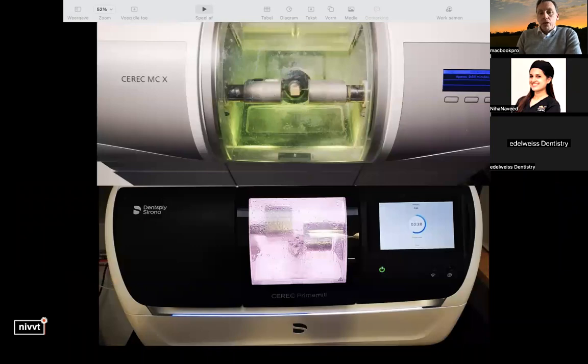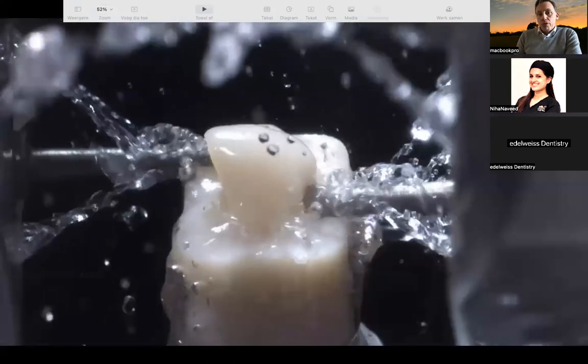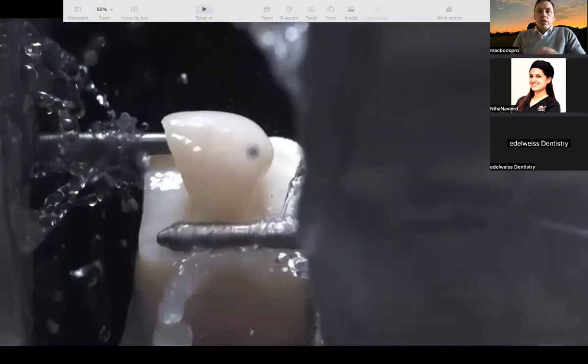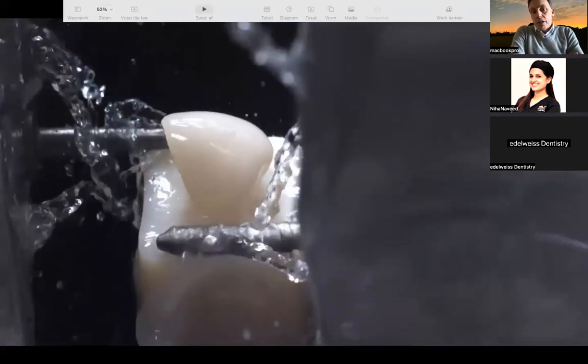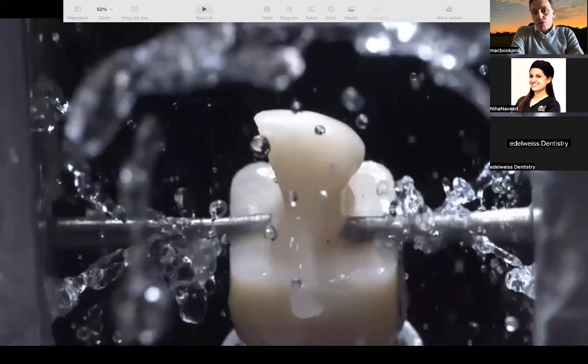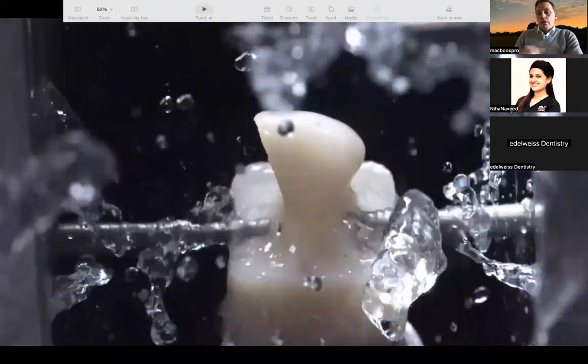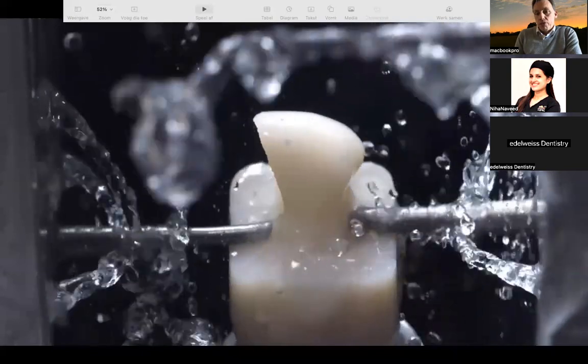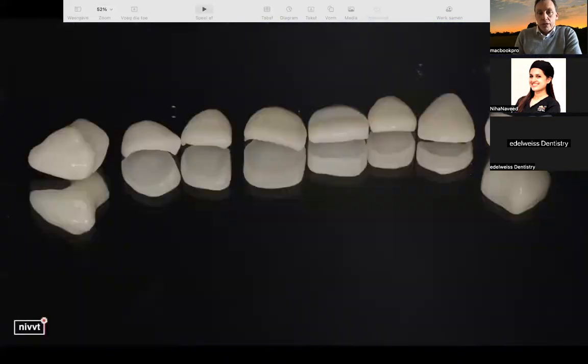we put everything together in our office in the milling machines. We have a lot of milling machines. And then you see here the Edelweiss block in the milling machine. And then you see how nicely and how smoothly we can prep these preparations, if you want, and get the restorations out.